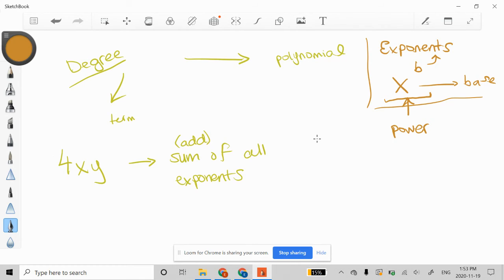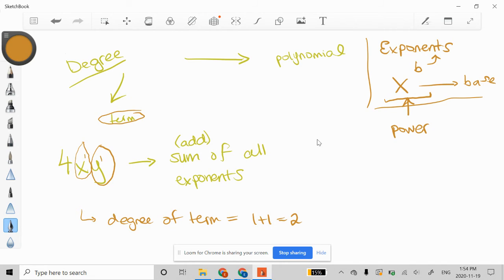So back to this example, finding the term degree for this term, I need to add up all of the exponents. So for this power right here, there's actually a secret exponent 1 in there. Every variable has a secret exponent 1. So then when we label that, we can easily see the degree of the term is 1 plus 1, so therefore 2.